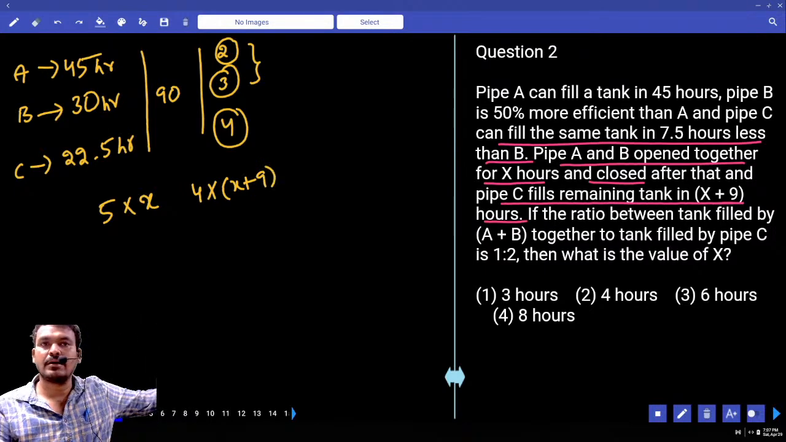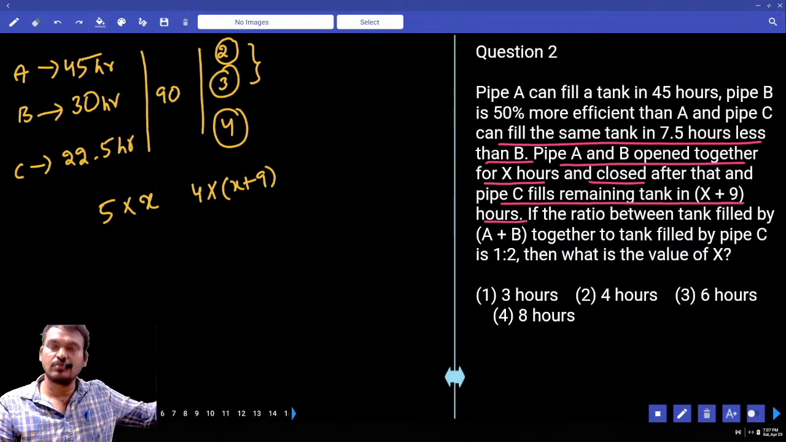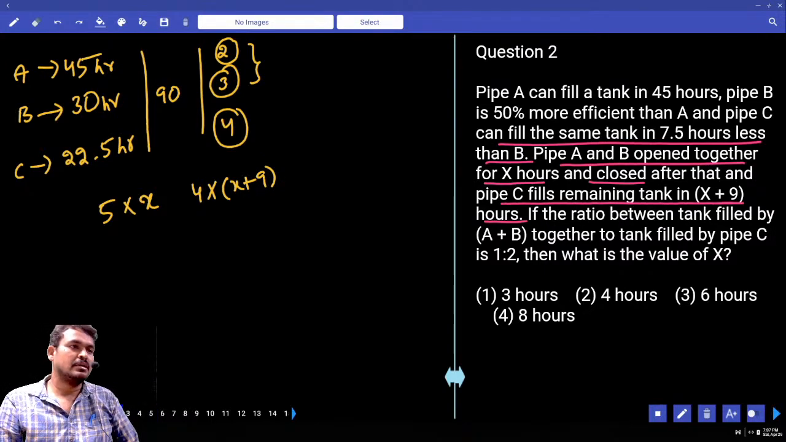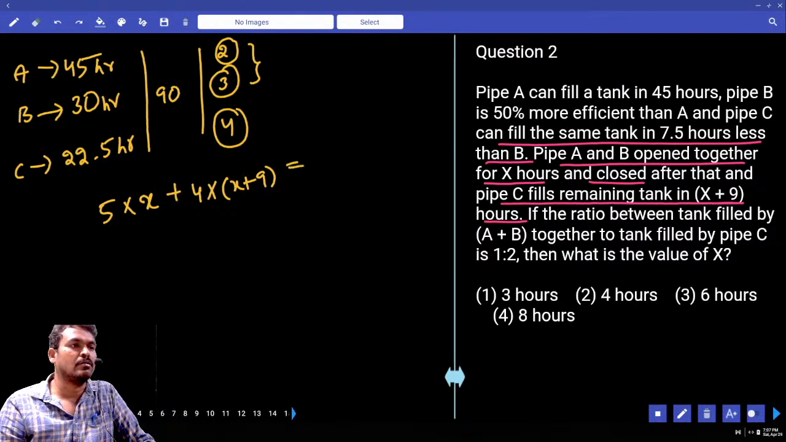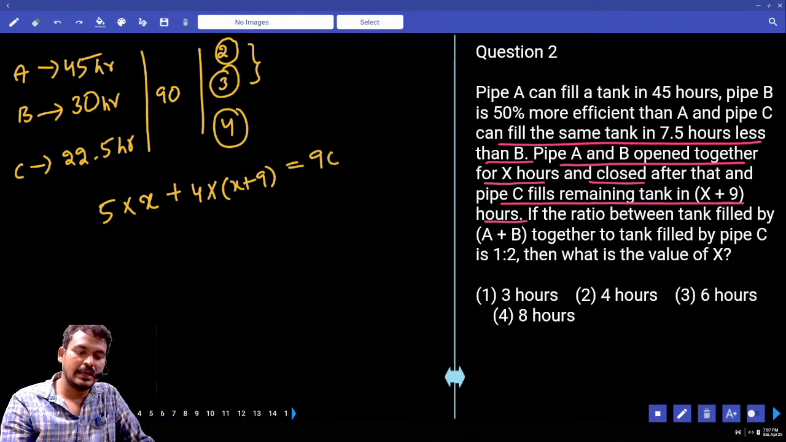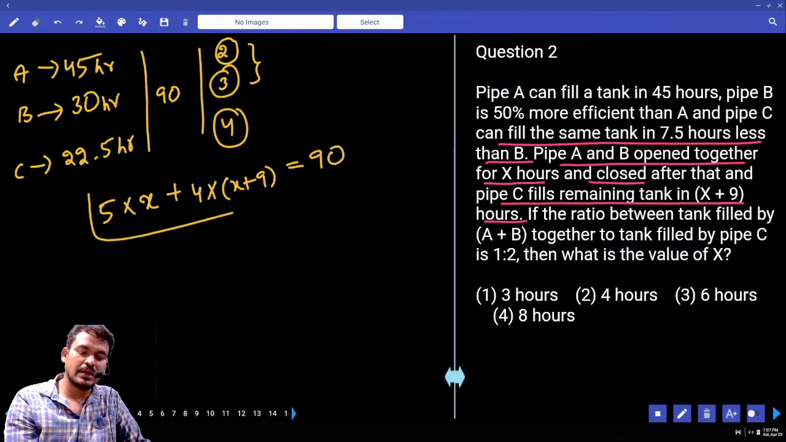5 into X is the part filled by the first 2 pipes, and 4 into X plus 9 is the part filled by C. These two are added to get the total tank capacity. What is the total tank capacity? 90. Simplify this, and we get the X value.